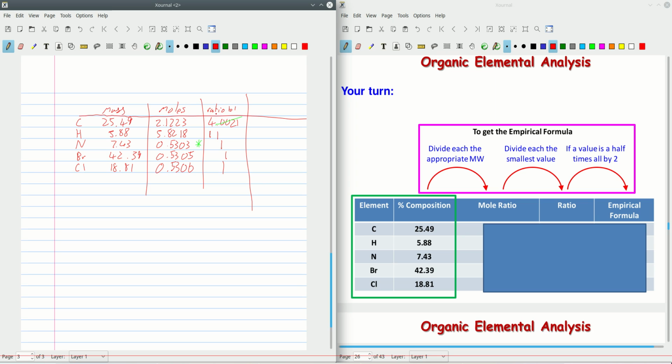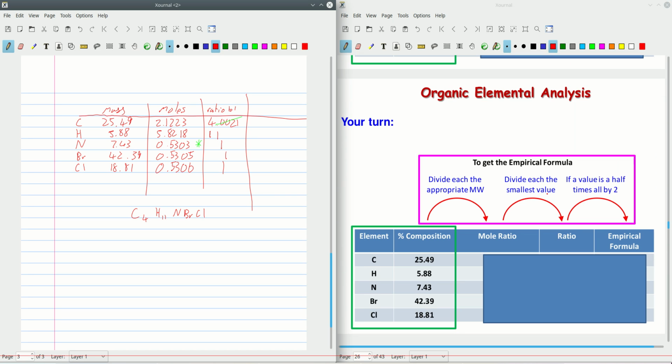So we have our final ratio of 4, 11, 1, 1, 1. There are no fractions, so we don't need to multiply. So we can have C4H11NBrCl. Are we correct? Let's go on the slide here. Actually, on the slide here you can't see it, because this is not the PowerPoint, that's a PDF. But that should be the correct answer.